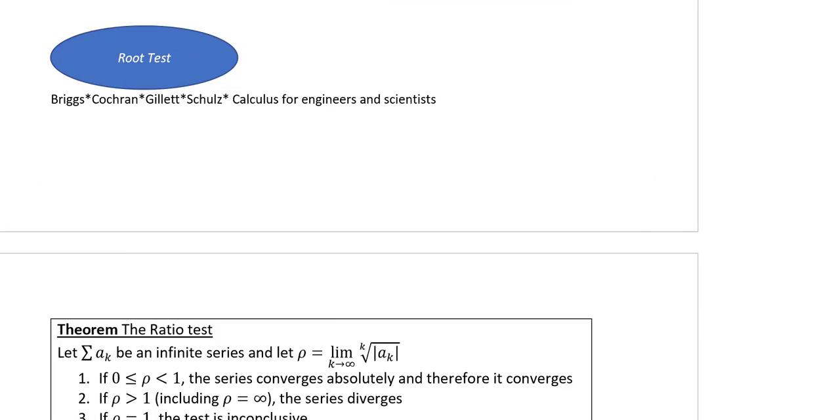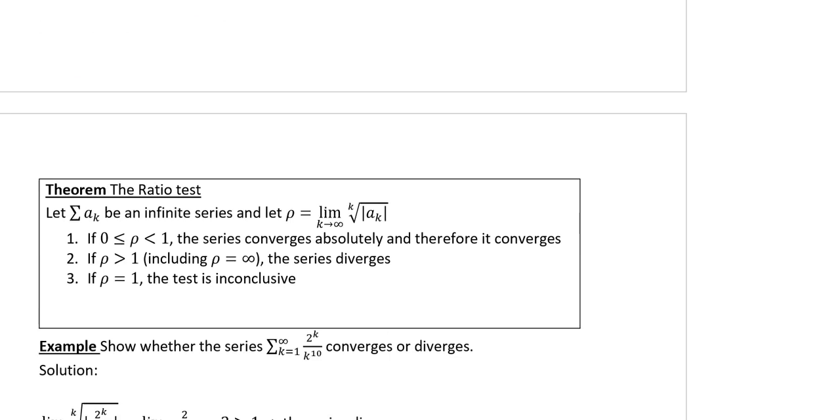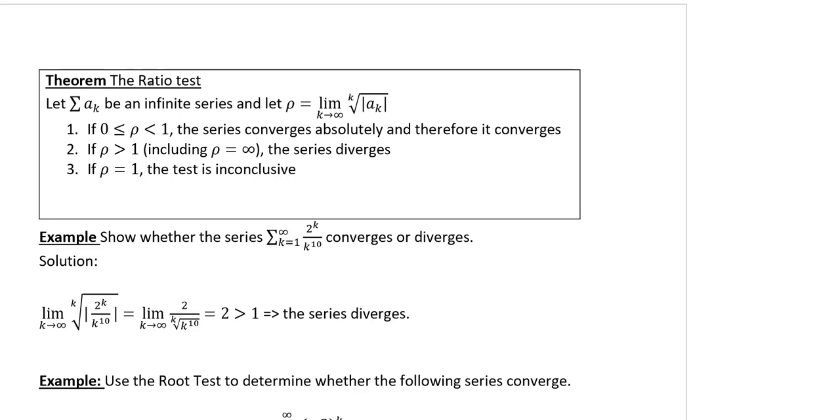Let's take a look at the root test. Here it's a typo. This should be the root test. So the root test says, let the sum of a sub k be an infinite series. The difference between this video and the previous video is here: in the previous video, we had positive series. And let rho equal the limit as k approaches infinity of the k-th root of the absolute value of a sub k. So the difference between these would be, here we have positive series and then we would have no absolute value.